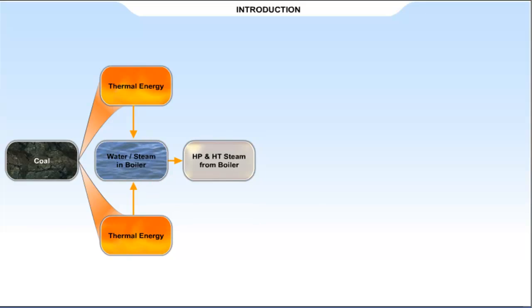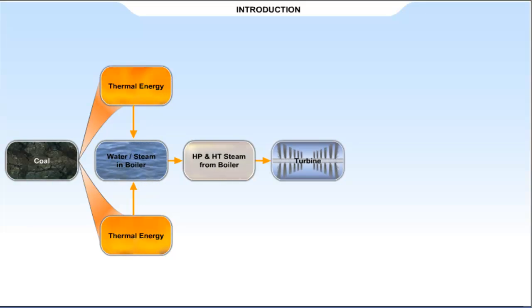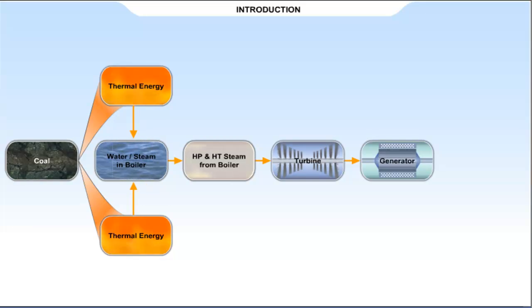High pressure and high temperature steam from the boiler flows through the turbine where the useful work is produced by the expansion of steam. Turbine works as a prime mover for the generator, which is directly coupled to the turbine. Generator conductors rotating in the magnetic field generates electricity. Electricity generated at the generator terminal then flows through the transmission network.